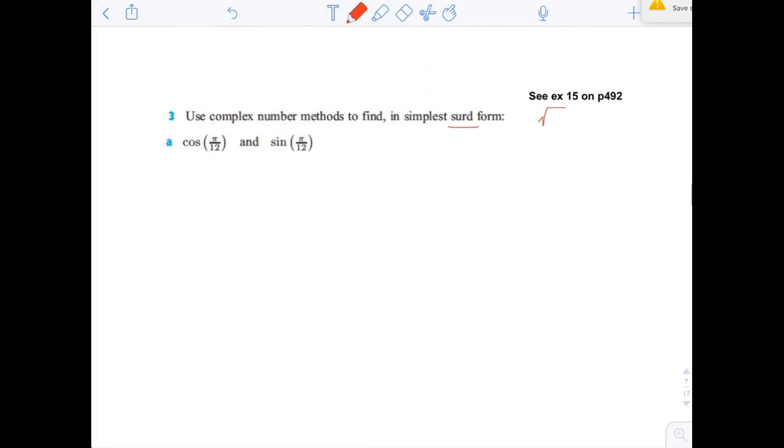So let's try that. Basically, if we could find cis pi over 12 in surd form, then we're home free, right? So what if we took the two cis's that we can figure out pretty easily in surd form, which are cis pi over 3 and cis pi over 4? What if we combine these in some way so that we could make cis pi over 12?